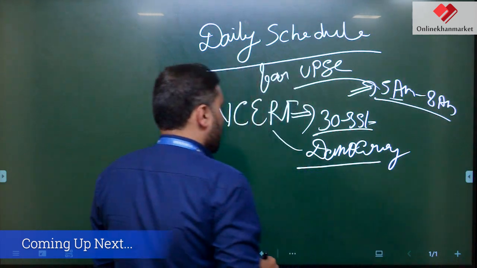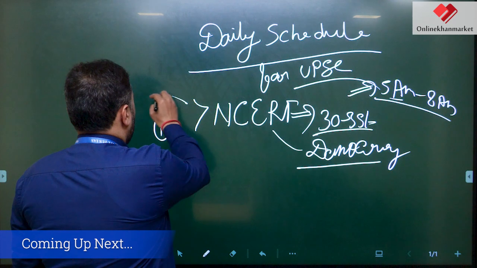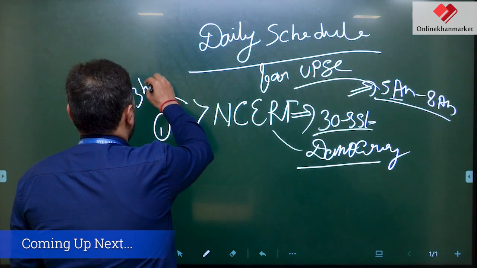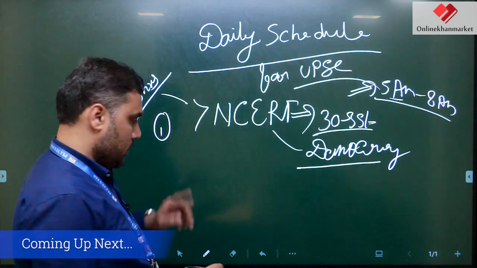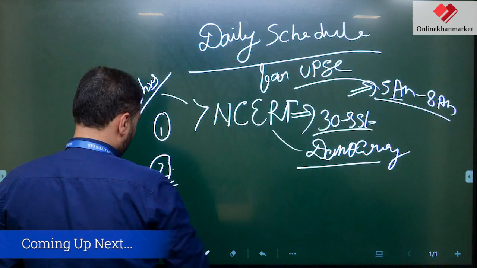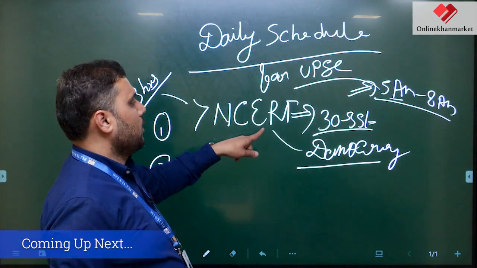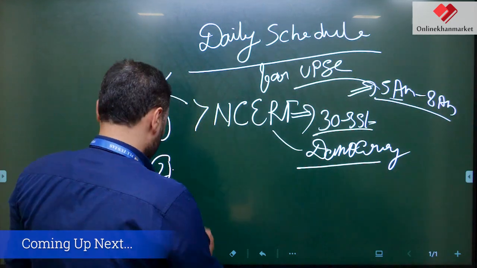In democracy, first learn this. This is the first section. So, first three hours and you're done for the basics. This is the first step. Now, second step: whatever you cover in the NCERT, now we're going to read the current affairs section.